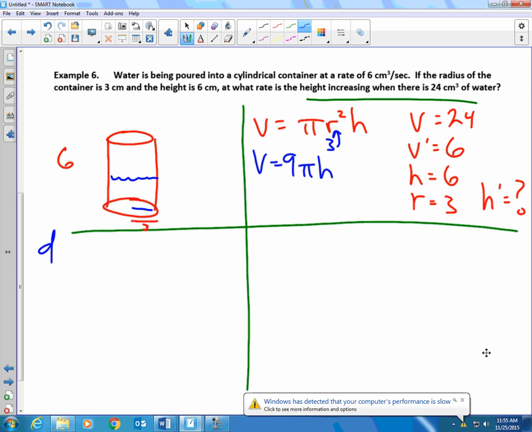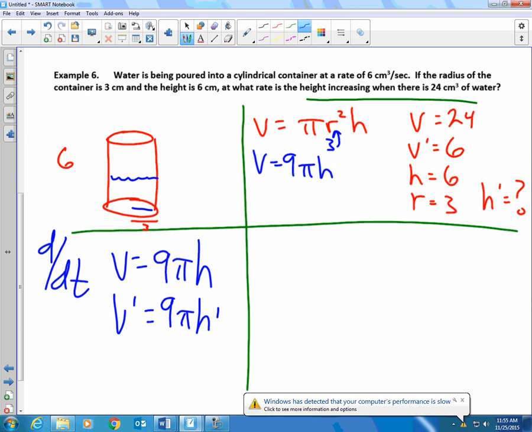Okay, so we're going to take the derivative with respect to time of volume equals 9 pi h. What's the derivative of v? V prime, very good. What's the derivative of 9 pi h? 9 pi h prime. As you can see, we don't even need r, we don't even need h. Does that make sense that if you're filling up a cylinder, the rate at which the height increases will be the same whether it's 1 inch deep or 2 inches or 3 inches?